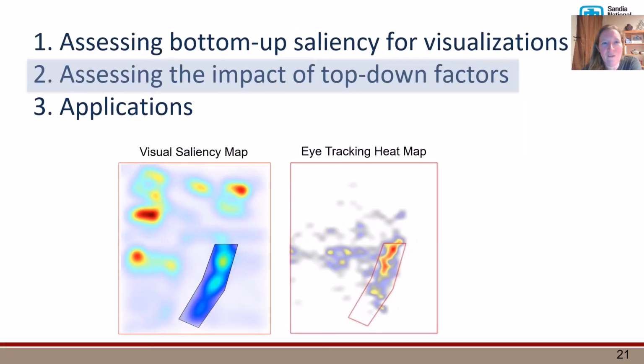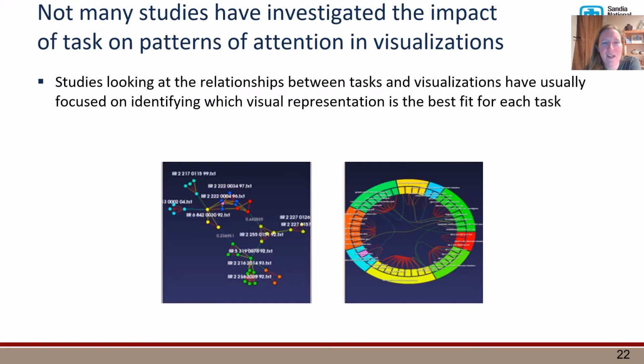So now that we have a pretty good bottom-up saliency map to make predictions about where people will look in visualizations, we also need to consider the impact of top-down factors. Not many studies have investigated the impact of task on patterns of attention in visualizations. Some of the studies out there look at this from the perspective of which task is the best fit or which visualization is the best fit for a particular task. But there hasn't been that much of using a single visual representation and looking at how different tasks change how people look at that visualization.